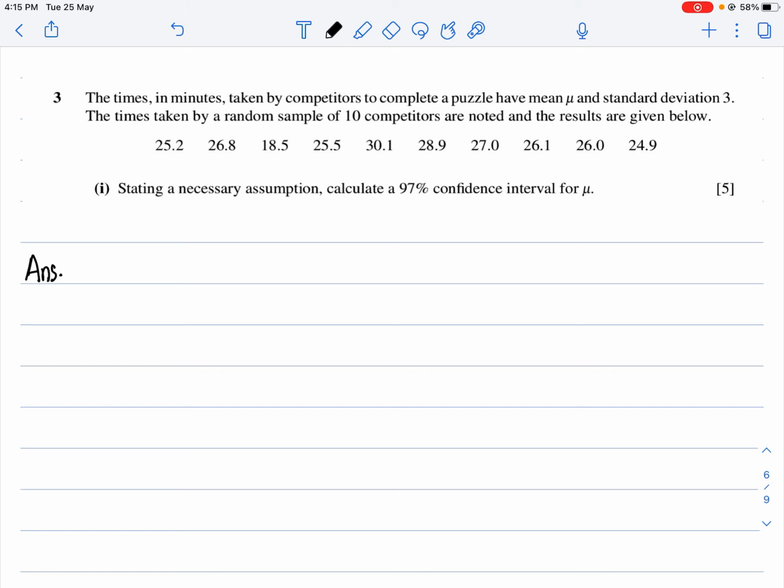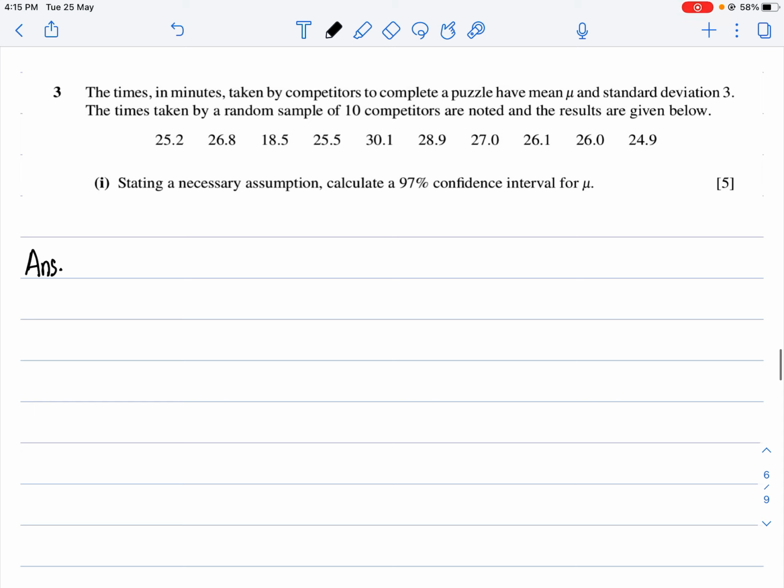This is the third question of the paper. The times in minutes taken by competitors to complete a puzzle has a mean of μ and a standard deviation of 3. The times taken by a random sample of 10 competitors are given. We need to state a necessary assumption and calculate a 97% confidence interval for the mean.